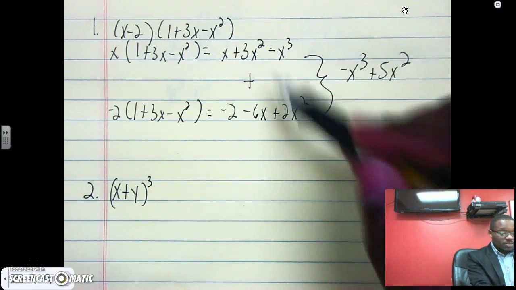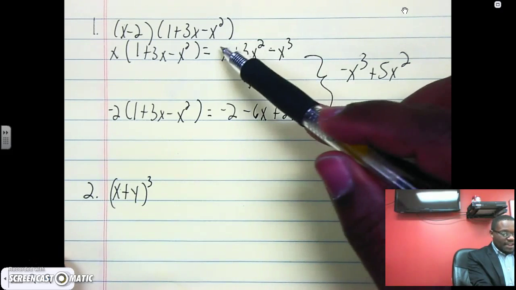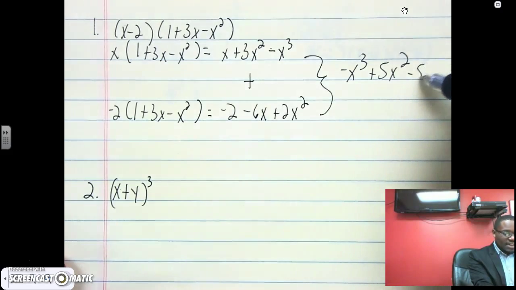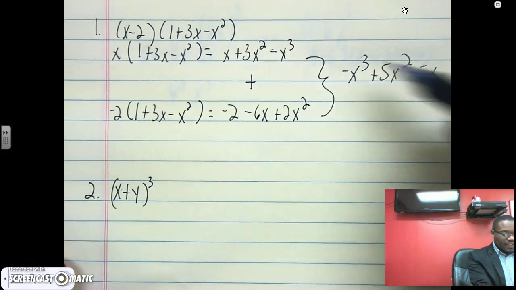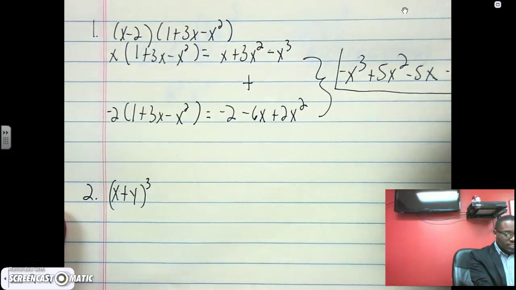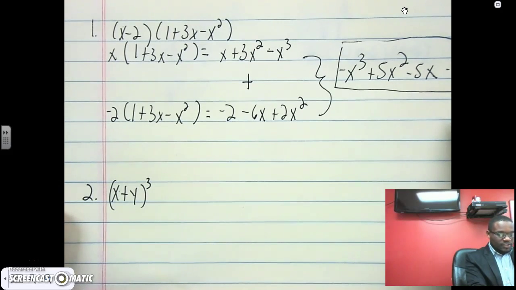See, now I'm no longer multiplying. I'm adding or subtracting based on the signs. Now I have x to the first power. That's 1x minus 6x, which is negative 5x. And the last thing I have is a minus 2. This is called standard form or descending order. 3, 2, 1, 0 are the exponents there.